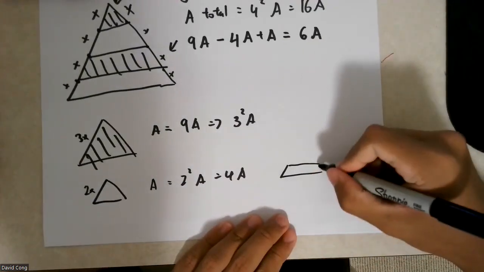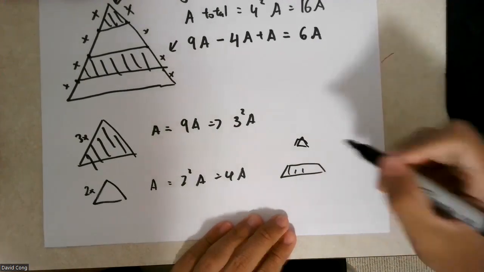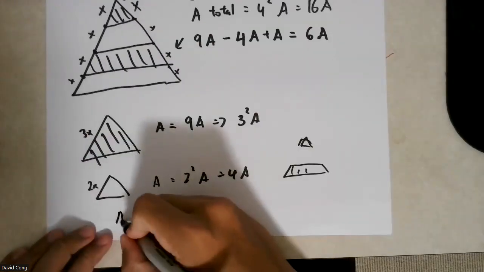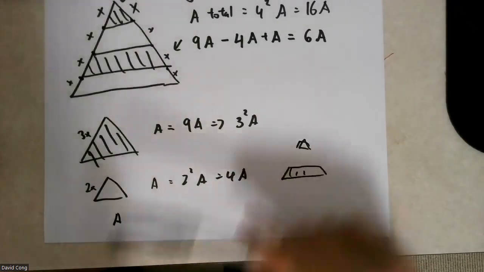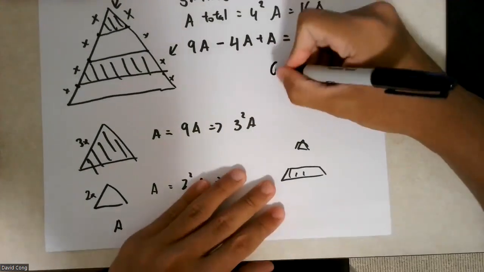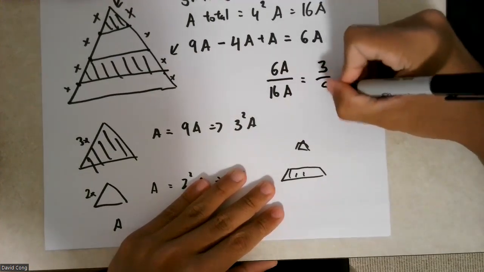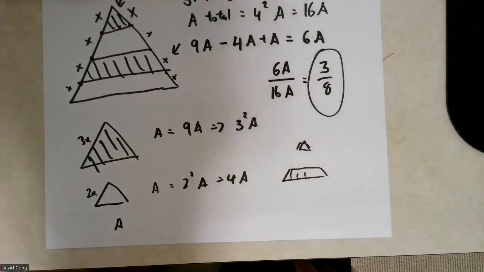like this. But we still have to account for the top triangle here. So we have to add that back. And now we already established that area is A. So we can take this, subtract the white, and add back what we still need to get 6A. So you get 6A over 16A, 3/8. And that's your answer.